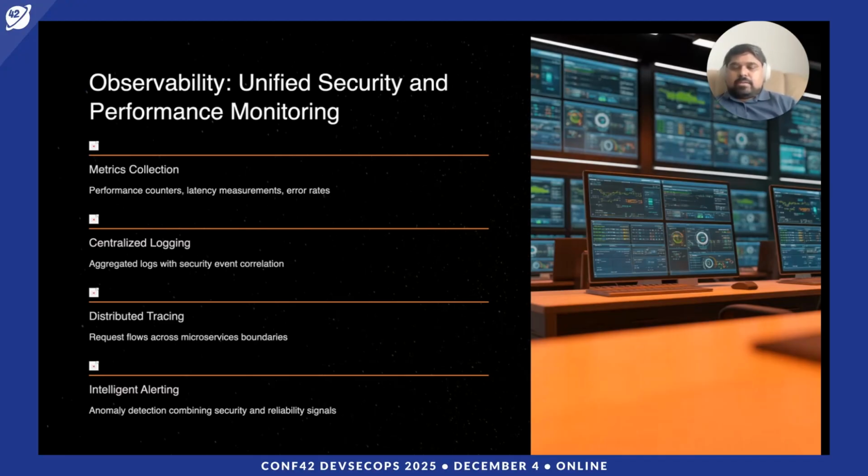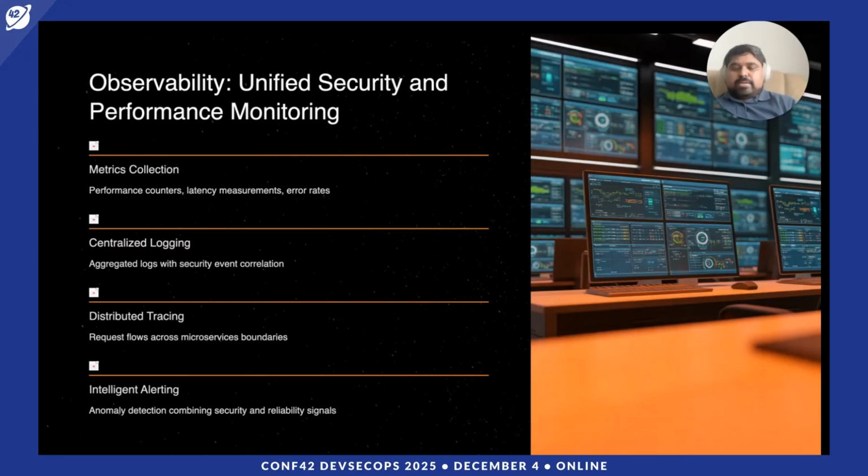Fourth is intelligent alerting: anomaly detection combining security and reliability signals, not just threshold alerts like CPU greater than 80% alert. It's not like that. Detecting anomalies, for example error rate suddenly jumping from 0.02% to 5%, can be an attack or a bug. Or latency increasing gradually with an unusual geographic pattern can be a DDoS from a new country.